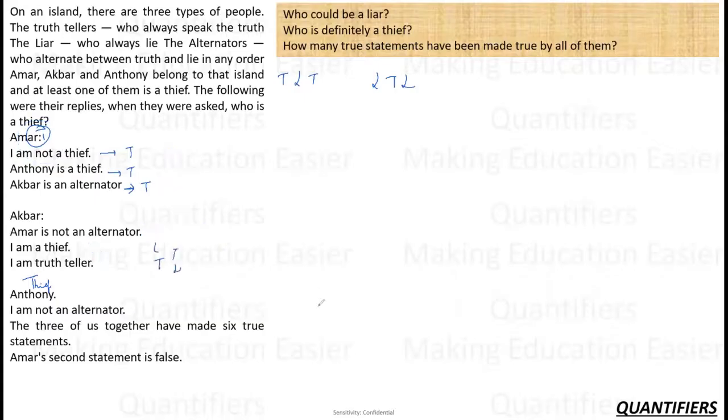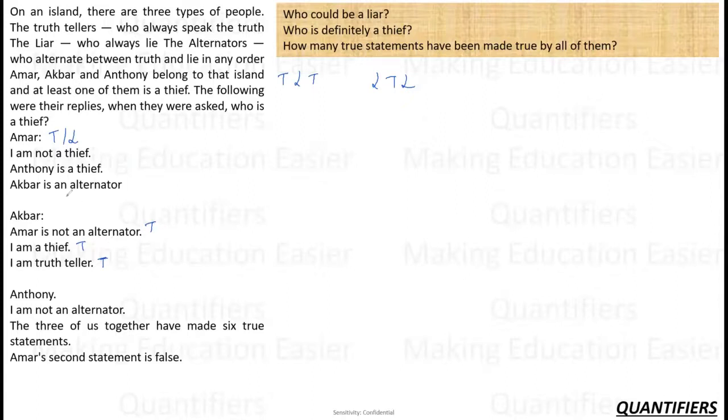Since Amar cannot be a truth teller, someone else must be a truth teller if there is one. Now let's say Akbar is a truth teller. If Akbar is a truth teller, all his statements are true: I am a truth teller is true, I am a thief is true. Amar is not an alternator. Amar is not an alternator means Amar is either a truth teller or a liar, right?